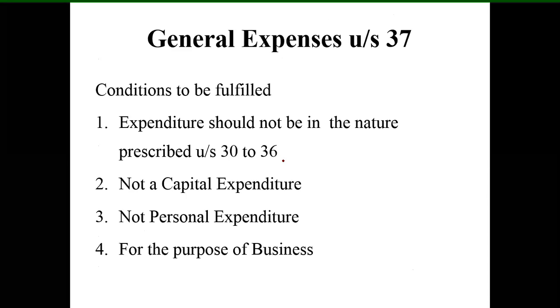So when you write any expenditure in your P&L account, care should be taken that these expenditures are not of capital nature. That is the first condition. Second, no personal expenditure has to be put in your business expenditure. Whatever expenditure has been included in your P&L account has to be strictly for the purpose of business. Any other expenditure which is not related to this particular business should not be mentioned in your P&L account. That is what section 37 says.